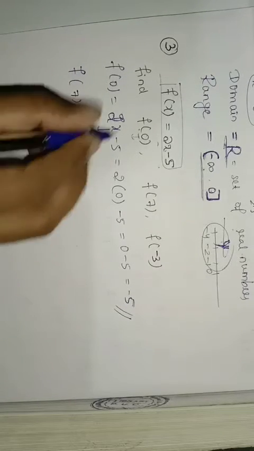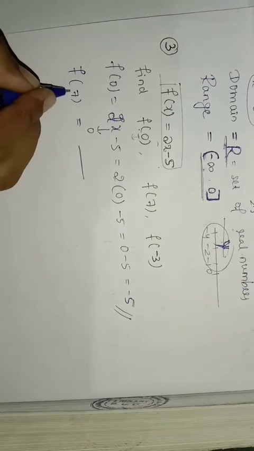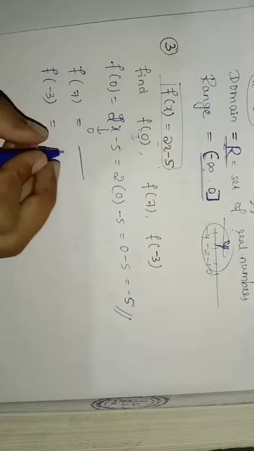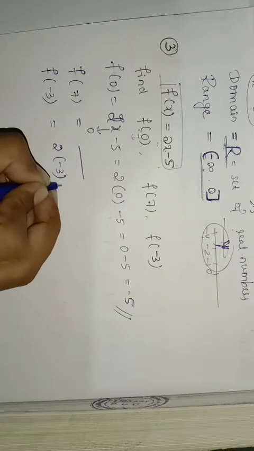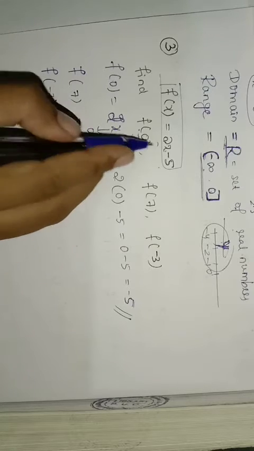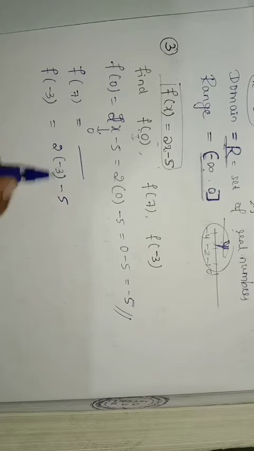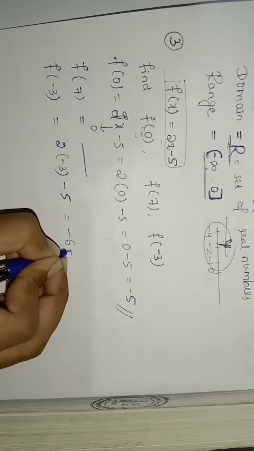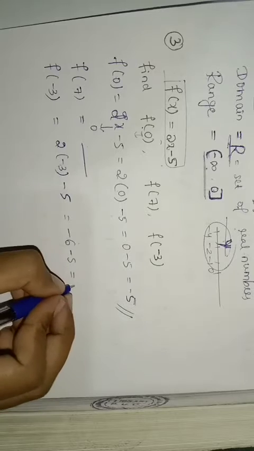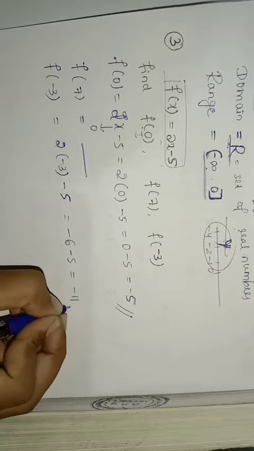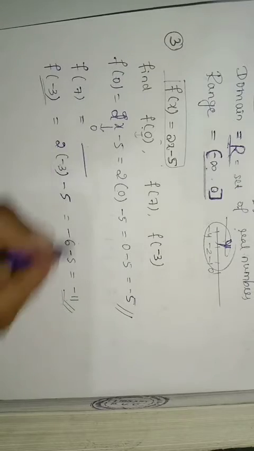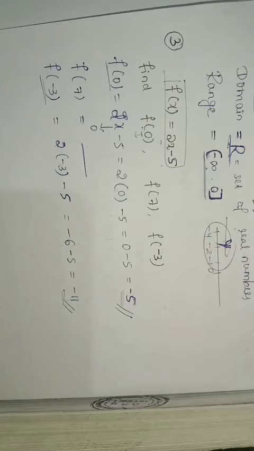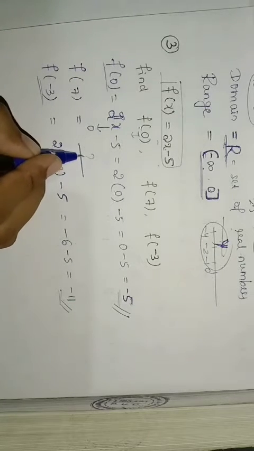So wherever x is, put 7. So what answer comes? That will be the f of 7 value. So next we have f of minus 3 value. So what happens? 2 into minus 3 minus 5, okay. So wherever x is, put minus 3. So 2 into minus 3, okay. That is minus 6 minus 5. So that will be minus 11. So f of minus 3 is minus 11. F of 0 is minus 5. And check what will be the f of 7 value.